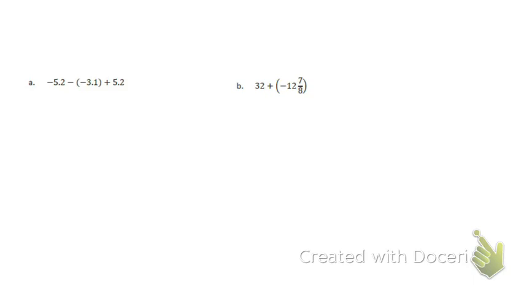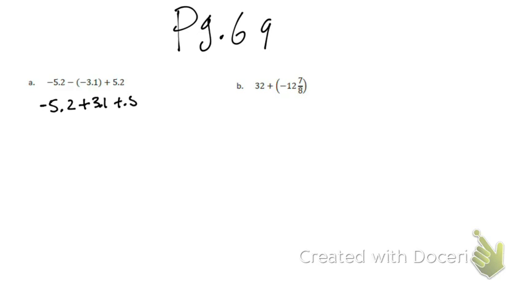For that first one, again, this is page 69. First problem here, all we're doing is getting the answers to all of them, getting one single number. What I can do here, we got that subtracting a negative, right? Remember, we always want to turn that subtraction into adding the opposite, so I'm writing negative 5.2. Instead of subtracting, it's going to be adding, but then what's the opposite of negative 3.1? It's positive 3.1, right? So it's going to be plus positive 3.1 plus 5.2.